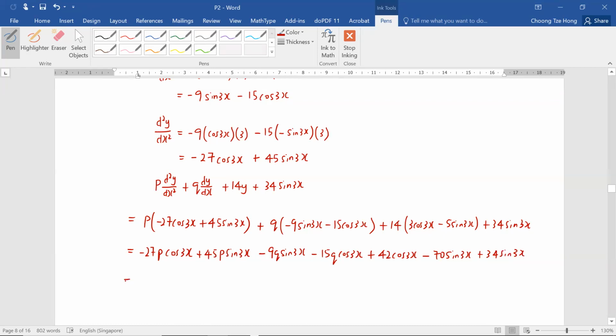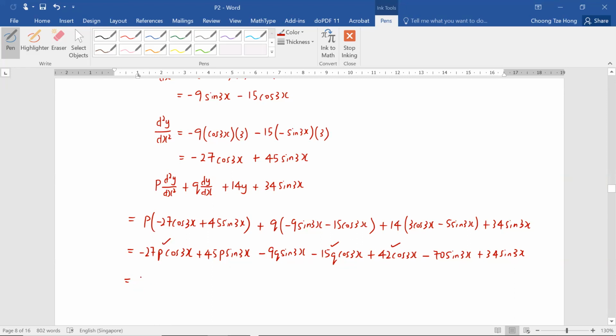Okay, so now all we need to do is group all the cosine 3x terms together, and then group all the sine 3x terms together. So the cosine 3x terms will be this one and this one, right? So the rest are sine 3x terms. So we have a 42, we have a minus 27p, we have a minus 15q.